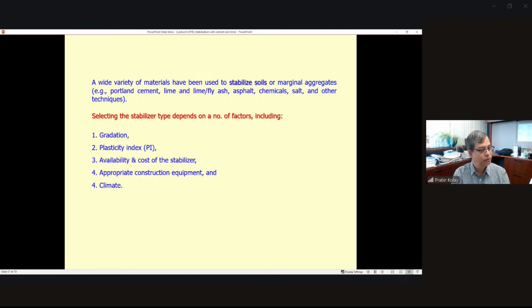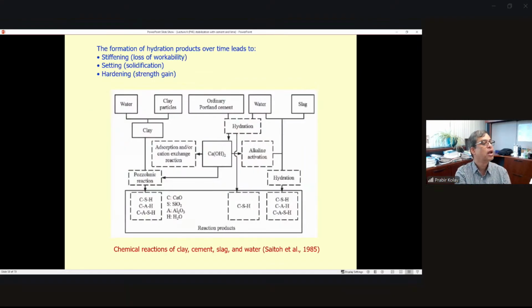You need to see the particle size distribution. We need to see the plasticity index. We need to see the availability of the material, the cost of the stabilizer, the appropriate construction equipment, and the climate. So a lot of things you need to check, and you need to choose what type of admixture or stabilizer you need to use.